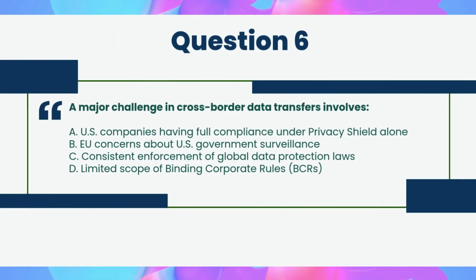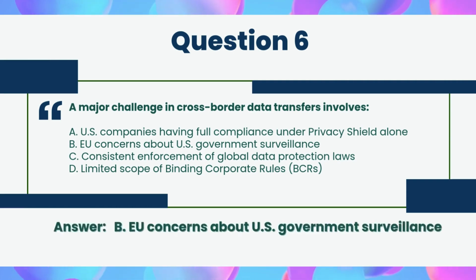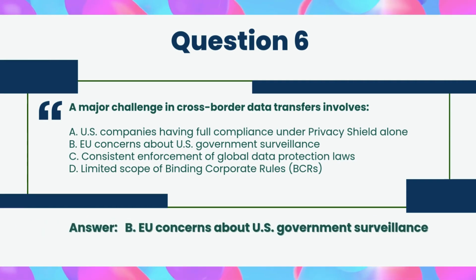Question 6. A major challenge in cross-border data transfers involves A. U.S. companies having full compliance under Privacy Shield alone. B. EU concerns about U.S. government surveillance. C. Consistent enforcement of global data protection laws. D. Limited scope of binding corporate rules, BCRs. The answer is B. EU concerns about U.S. government surveillance. A major challenge in cross-border data transfers is the EU's concern over U.S. surveillance laws that could compromise the privacy of EU citizens' data.